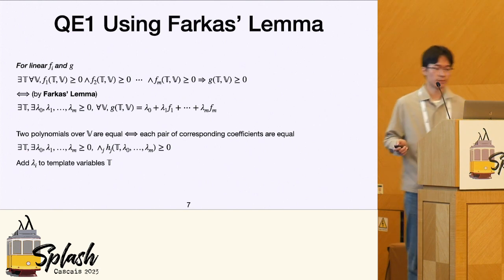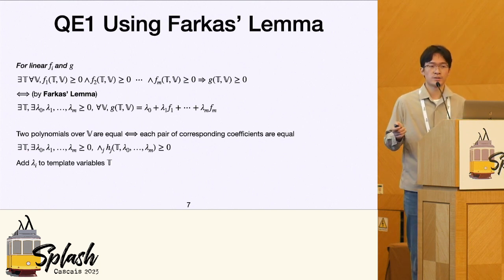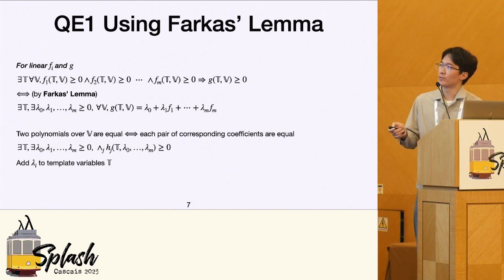Firstly, using Farkas Lemma, this works for the linear systems. So suppose the constraint is like, for all v, if some polynomials on t and v are non-negative, then it implies that g is non-negative, and all of these f and g are just linear. Then Farkas Lemma is saying that this is equivalent to saying that g can be represented as a non-negative linear combination of all the f's.